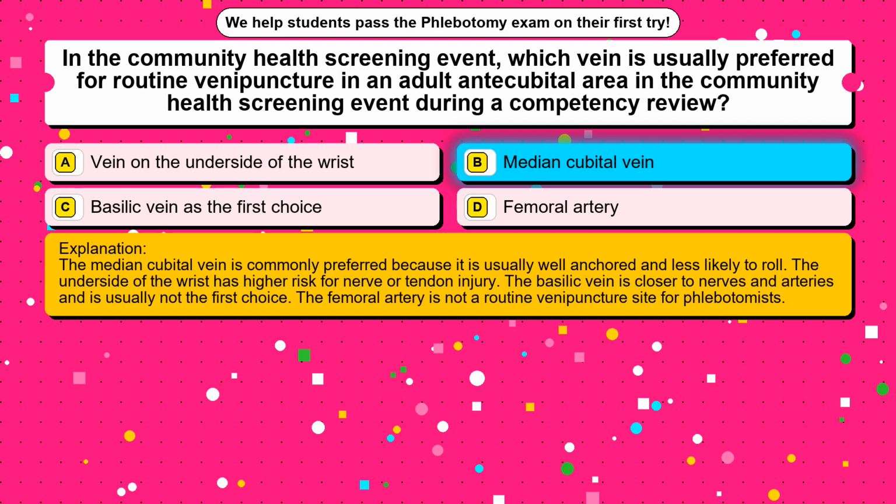The median cubital vein is commonly preferred because it is usually well anchored and less likely to roll. The underside of the wrist has higher risk for nerve or tendon injury. The basilic vein is closer to nerves and arteries and is usually not the first choice. The femoral artery is not a routine venipuncture site for phlebotomists.